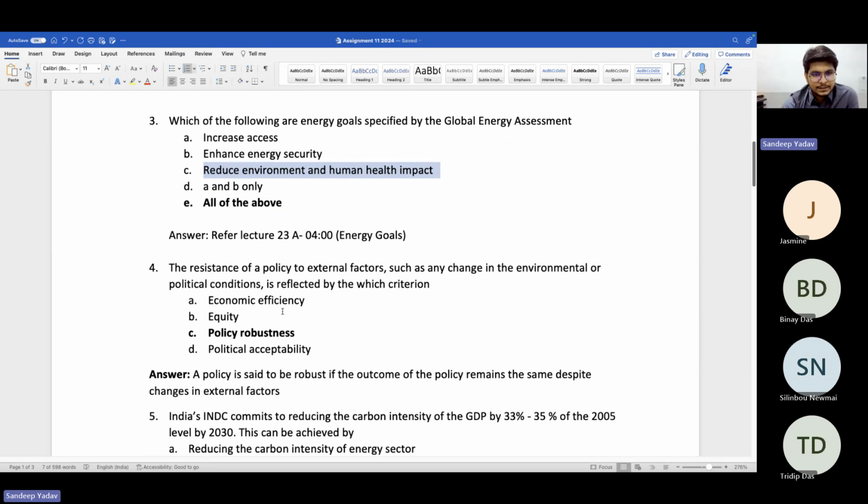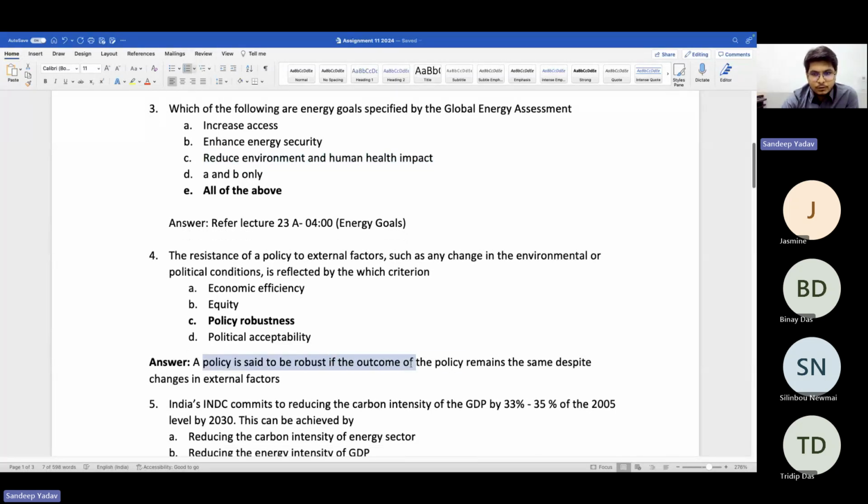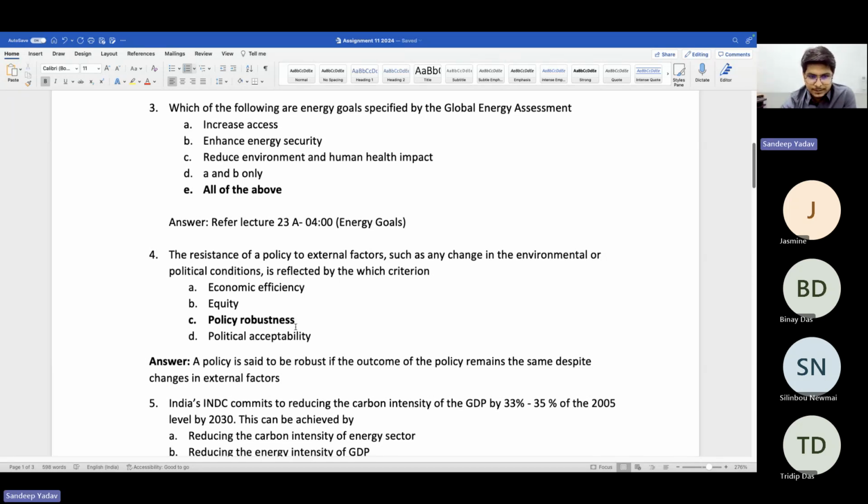Question number four: the resistance of a policy to external factors, such as any change in environmental or political conditions, is reflected by which criteria? As I've explained, a policy is said to be robust only if the outcome of the policy remains the same despite changes in external factors. This is called policy robustness. Whatever the situation or political changes, as we'll study today with the 1973 oil embargo case, there was no energy policy until then. When it happened, there was a need for energy policy, and after that people became more conscious about energy policies.